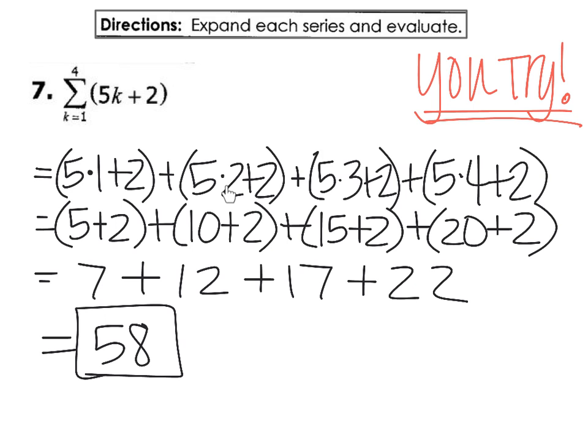We plug in 2 for k. We plug in 3 for k. Plug in 4 for k. Then we simplify all these. Always do multiplication first. 5 times 3. 5 times 4. Then add them together. All right? Then take your numbers, add them together. Final answer is 58.